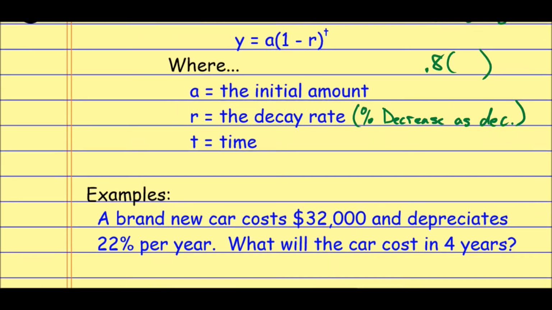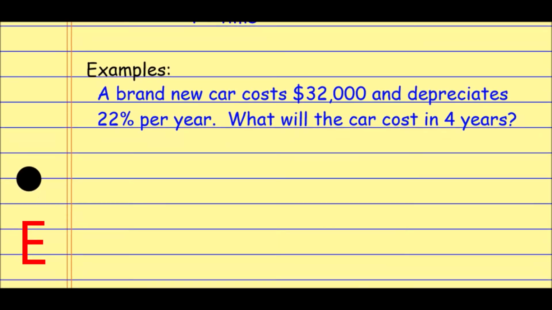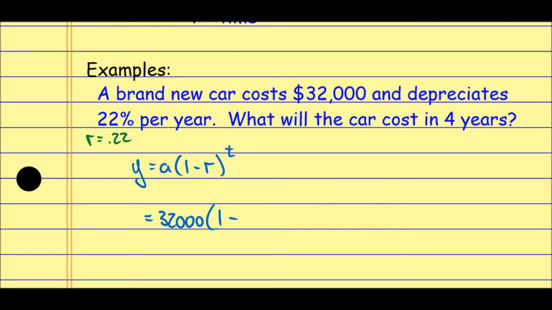Okay. For example, if I look at something like this guy, it says a brand new car costs $32,000 and depreciates. That means it decreases in value. It loses value at 22% per year. What will the car cost in 4 years? And so once again, if I use this, it's y equals a times (1 minus r) raised to the t. And I start with what I know. The initial amount, what I start with is $32,000. The rate this time is 22%, but I have to write that as a decimal. So that's 0.22.